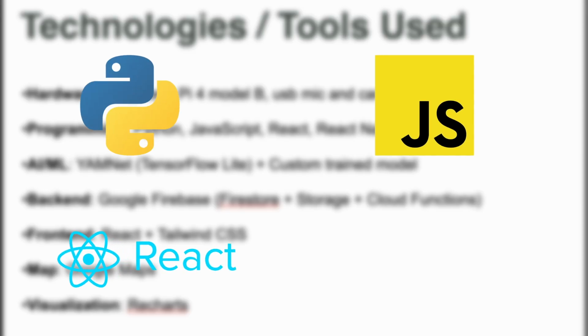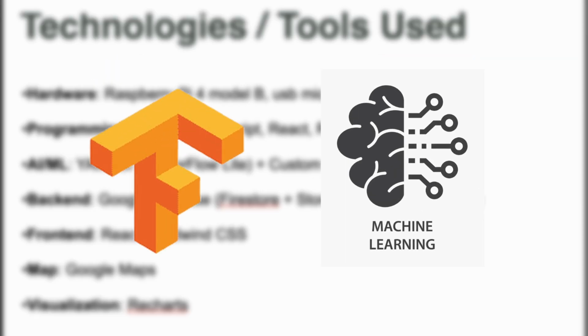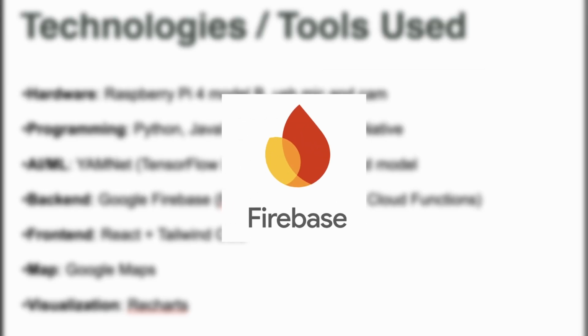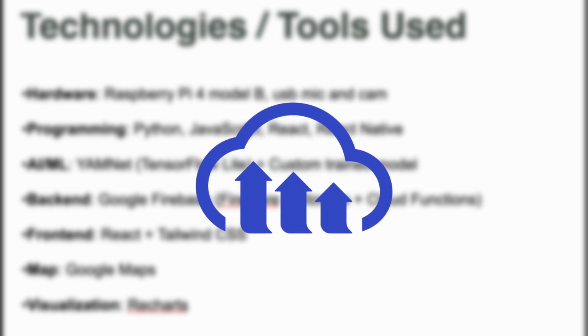For development, we use Python, JavaScript, React, and React Native. YAMNet and our custom-trained model power the AI and machine learning capabilities of the system. We use Firebase as the backend, which stores all the event logs coming from the Raspberry Pi and syncs them to both the dashboard and the mobile app. Cloudinary is used to upload and stream the detected event videos so they can be viewed instantly.